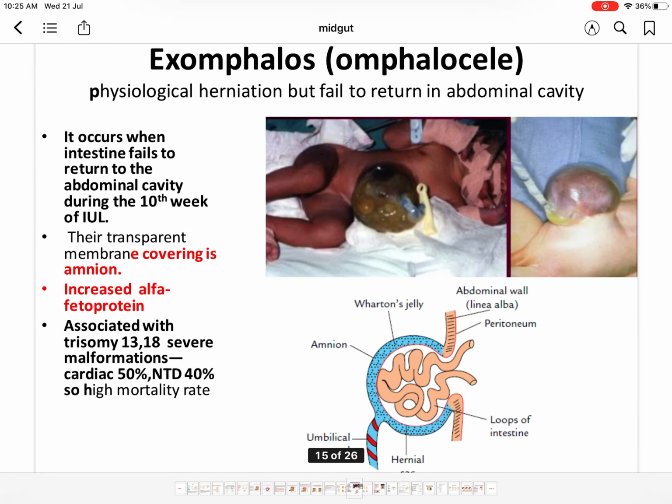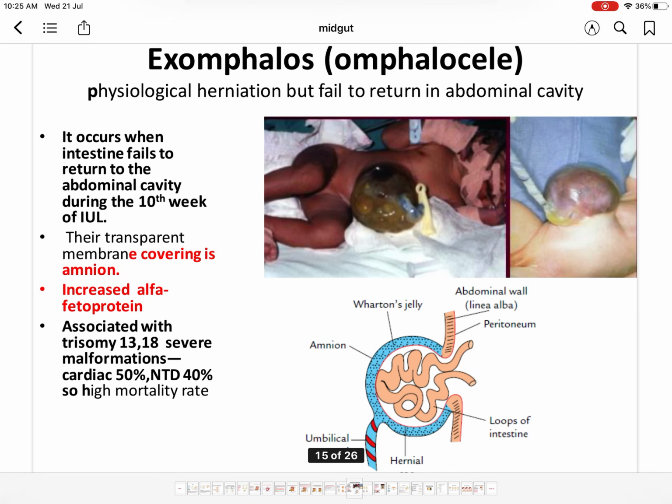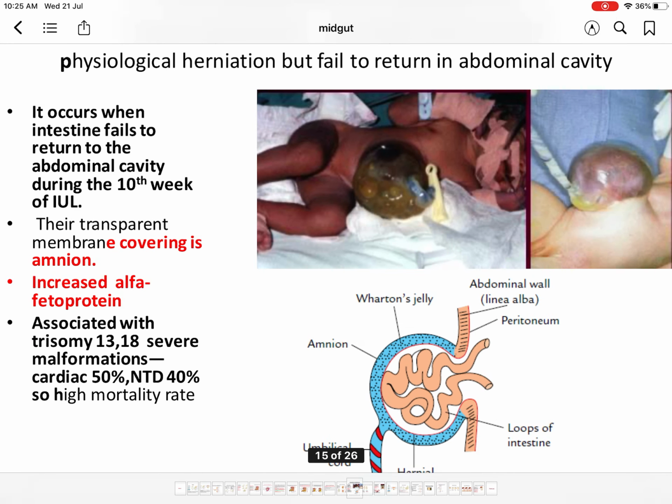Now come to the applied anatomy. First is the omphalocele or the exomphalos. It is the condition where the physiological hernia occurs, but the herniated loop fails to return into the abdominal cavity. When the herniated loops are not returning into the abdominal cavity during the 10th week of intrauterine life, a transparent membrane or covering is present around the coils of the loop of intestine, and this is seen outside the umbilicus, and this condition is called omphalocele or exomphalos.